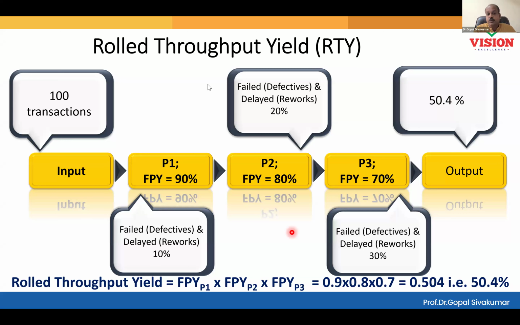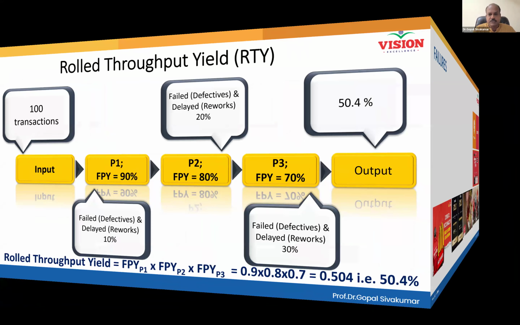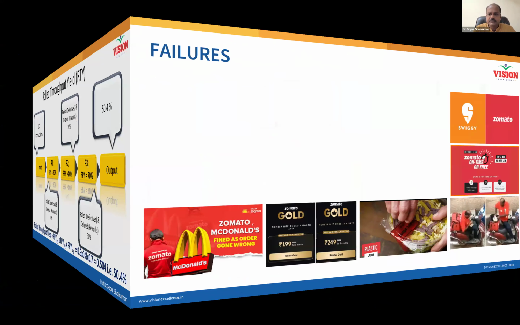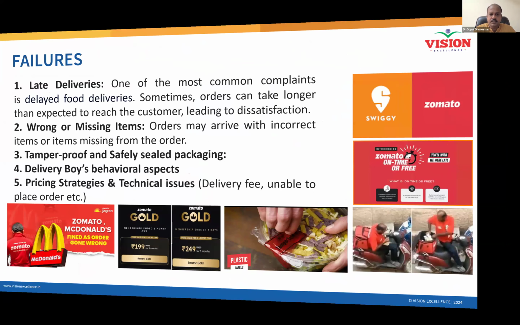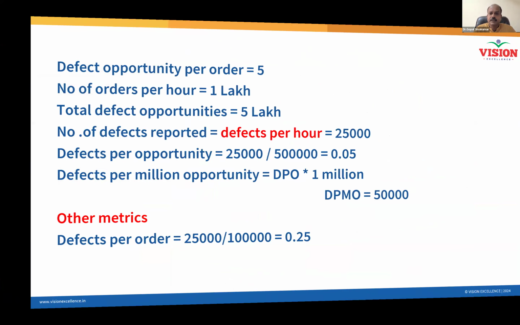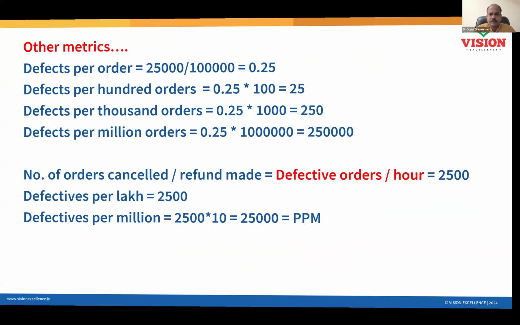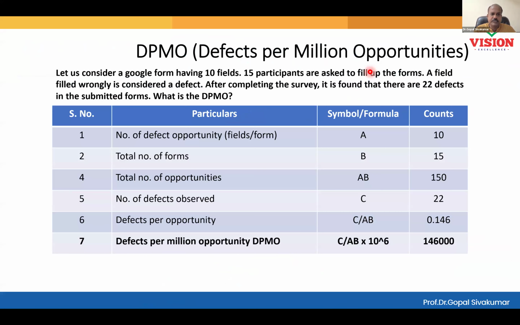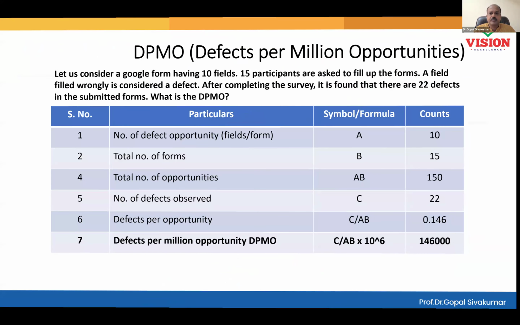So you need to understand that the rolled throughput yield, or the throughput yield, should be acceptable, particularly when your process is a compound process, right? So this and all we discussed. I'm not going to recollect it. Defects per million opportunities, the difference between defects and defectives, all the calculations, you know.